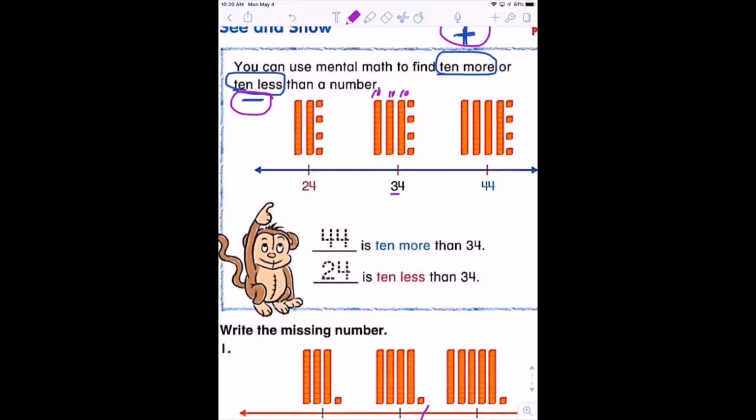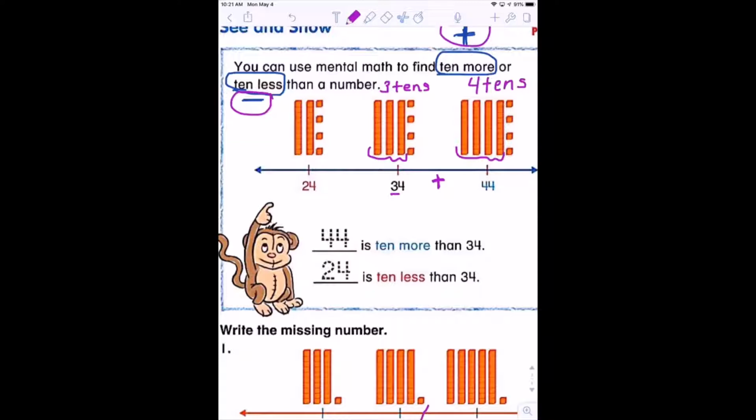Okay. But now if I add 10 more, okay, if I add 10 more to 34, that means right here I only have 3 groups of 10. Okay. And right here, if I add another group of 10, then I would have 4 tens. Okay. So right here I have 3 tens, but then right here I added another group of 10, because now I have 4 tens.